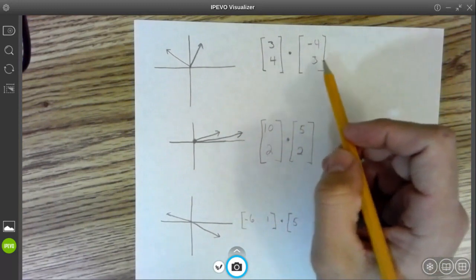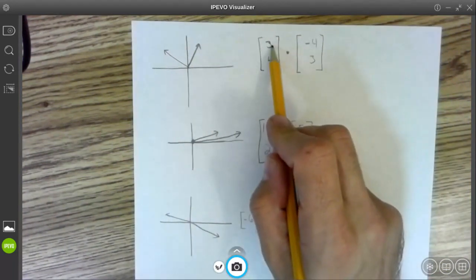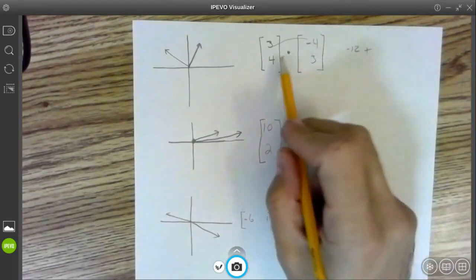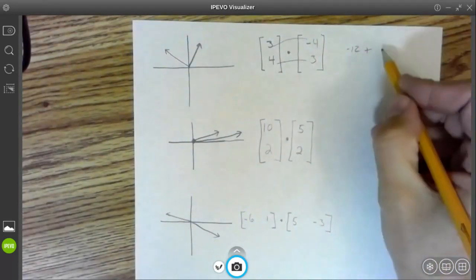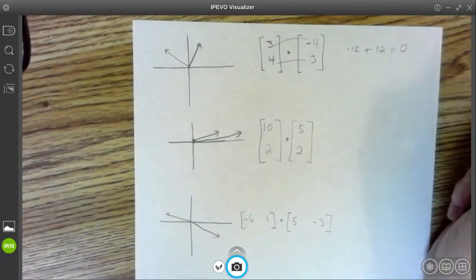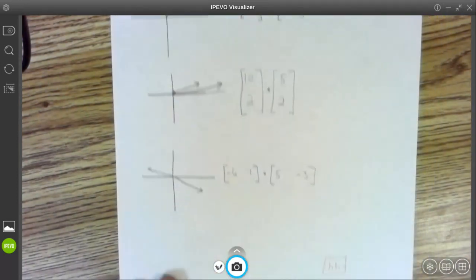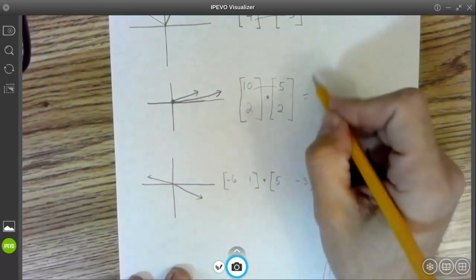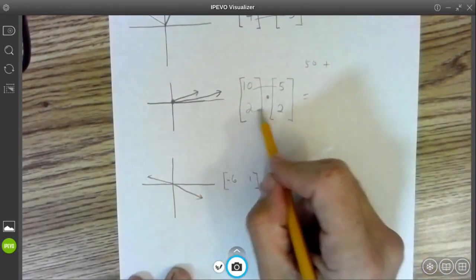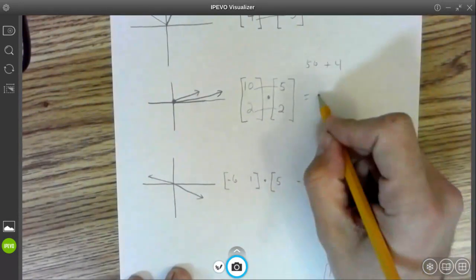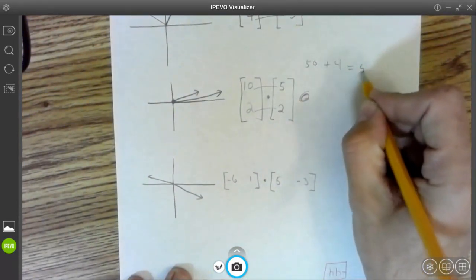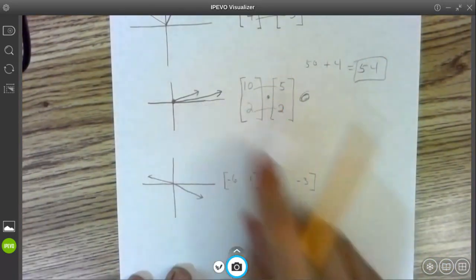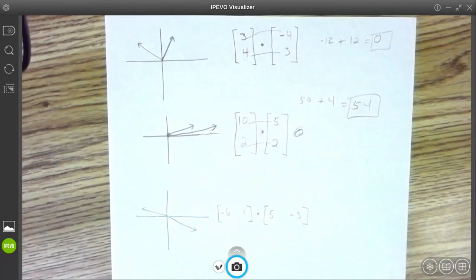So let's do the dot product here. We're going to multiply the corresponding pieces. So 3 and negative 4 is negative 12, plus 4 and 3, that's 12. We get 0. Multiply the corresponding pieces for the other pair. You get 50, and then 2 and 2, you get 4. So this gives you 54, and that's the dot product of these two that were pointed in the same direction.